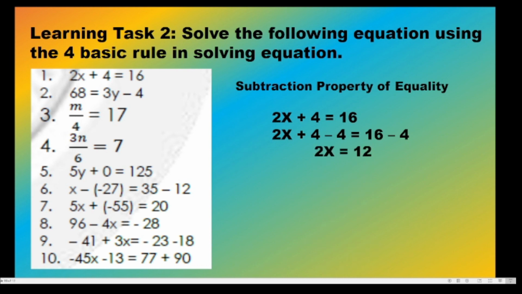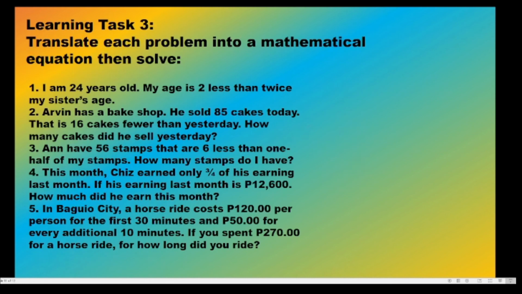Then we have 2x equals 12, because 16 minus 4 equals 12. To remove 2 from x, we need to divide 12 by 2. So the answer now is 6. So our answer for number 1 is 6.